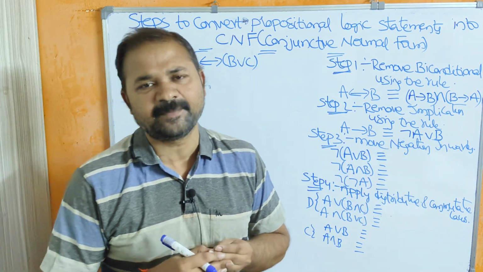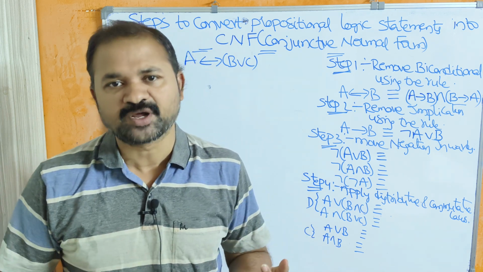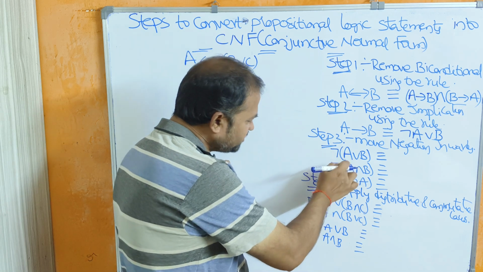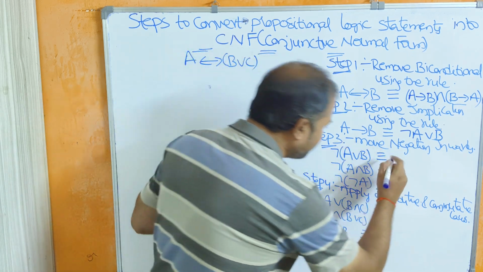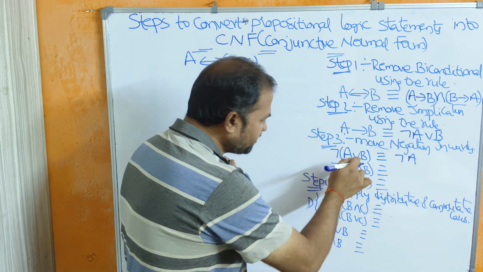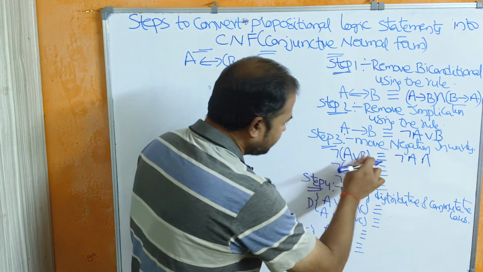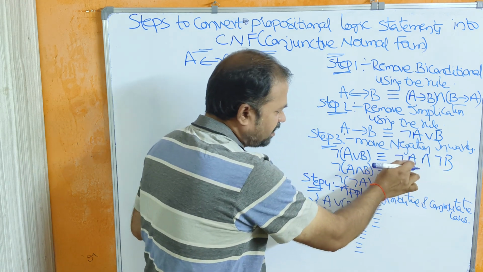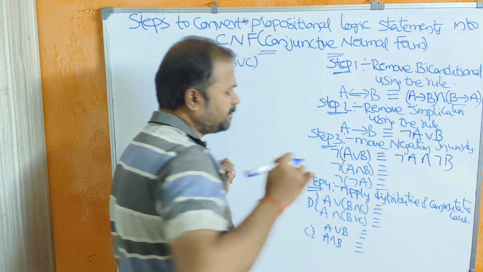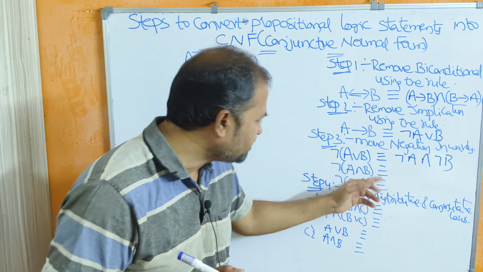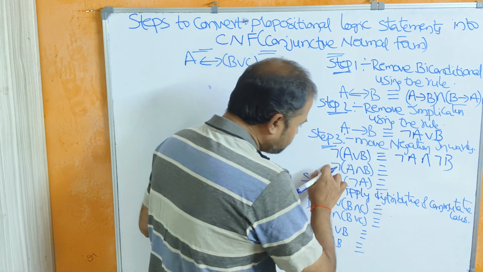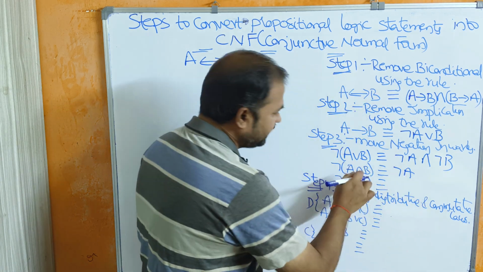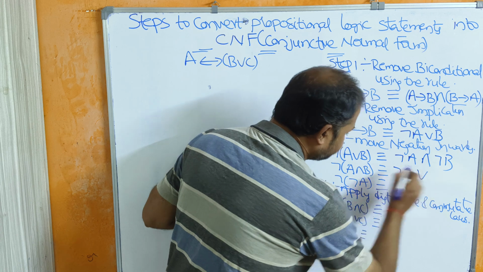Here we will apply De Morgan's laws. Negation of (A or B) means we have to apply negation on A and on B: negation A and negation B. So we are moving the negation inside, applying it to the corresponding propositions. Negation of (A and B) is equal to negation A or negation B.